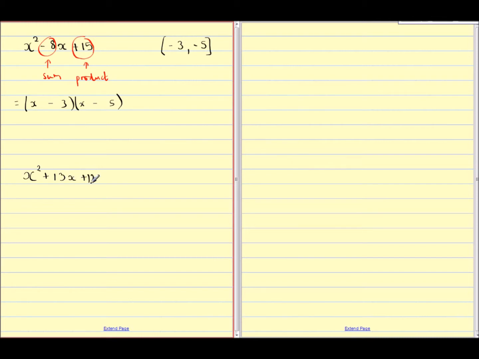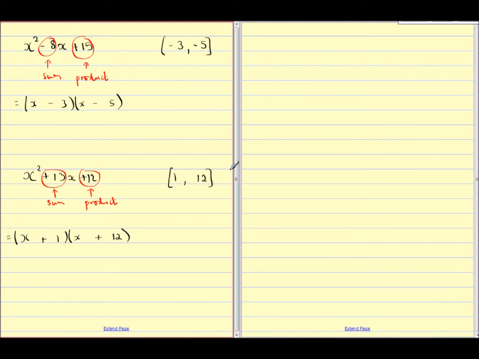The next one, we've got x squared plus 13x plus 12. So again, we're looking for two numbers that add together to make 13 and two numbers that multiply together to make 12. If we start listing the factors of 12, we've got 2 and 6 and 1 and 12. Now 2 and 6 aren't going to make 13, but 1 plus 12 do make 13, so they're going to be the factors inside the bracket. So that gives us an x plus 1 in one bracket and an x plus 12 in the second bracket.